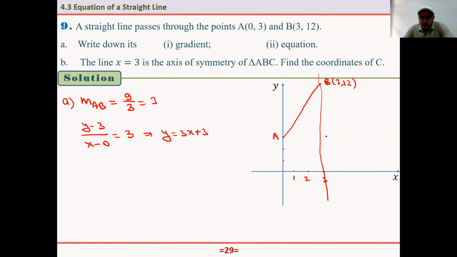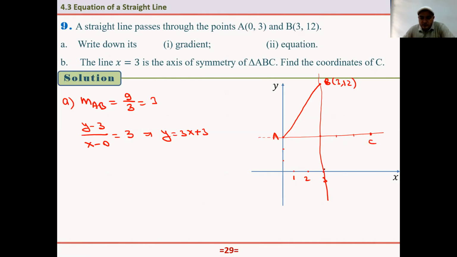Since it's a line of symmetry, if I draw a line through here, C is somewhere here, actually. A and C must be equidistant from this line, or particularly from this point. So the distance between this point and this point is 3. So I need to move 3 units to the right. So here we have 4, 5, 6. So that is the location of C.